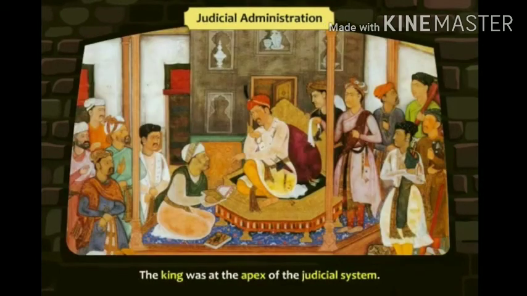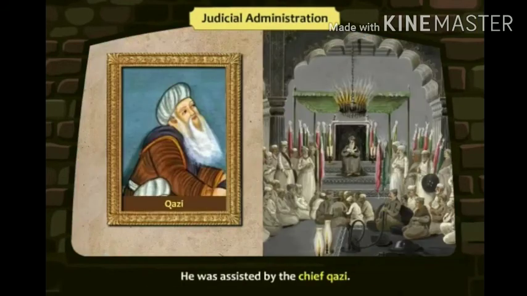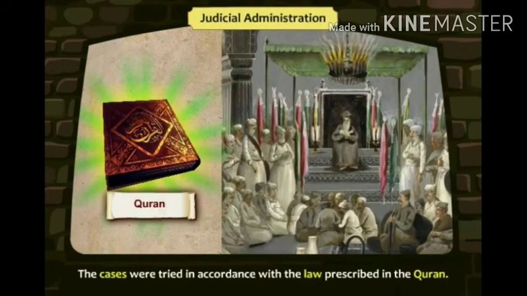The king was at the apex of the judicial system. He was assisted by the chief Qazi. The cases were tried in accordance with the law prescribed in the Quran.